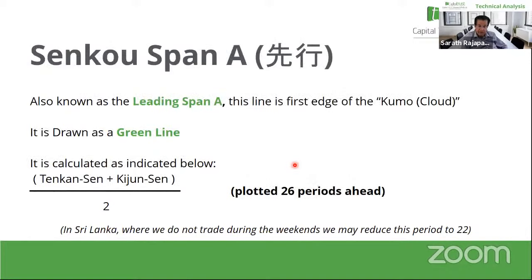Leading span A, which forms the first edge of the Kumo Cloud, especially when it's green, or you can use it as the baseline of the Kumo Cloud. If it's a red cloud, it's Tenkan-Sen and Kijun-Sen divided by 2.